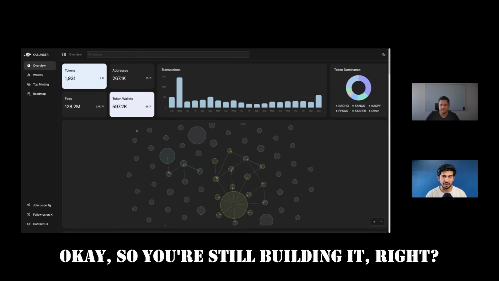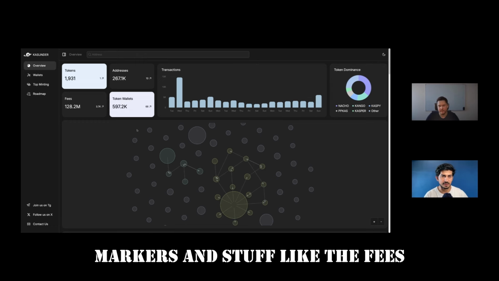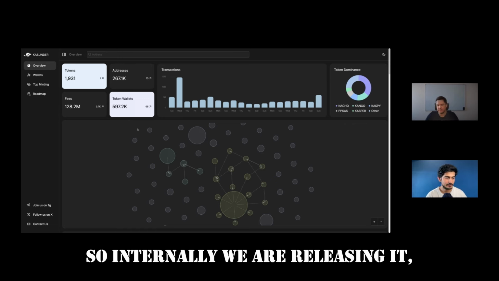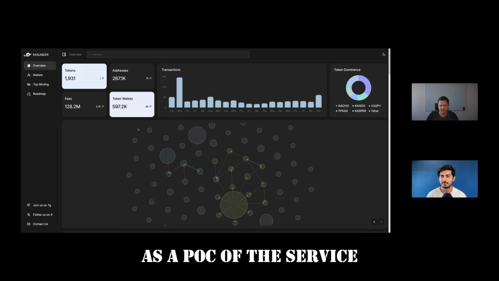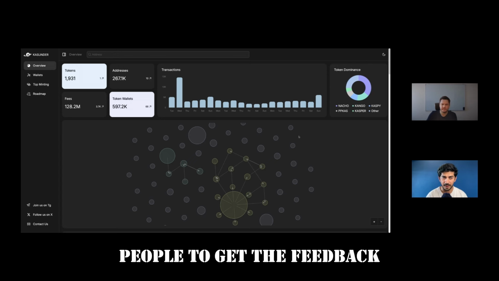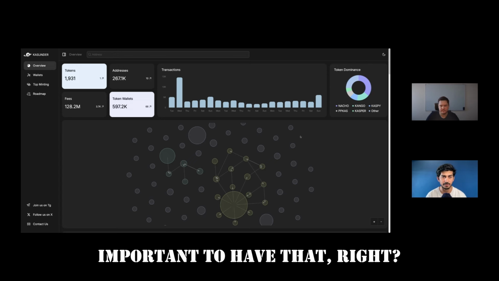Okay, so you're still building it, right? So you have to add markers and stuff like the fees. So duration. Yeah. Okay. Internally, we are releasing it, but internally we call it a POC of the service. Okay. I think it's important to launch the POC, right? To put it out to people to get the feedback. So that's always important to have that, right?